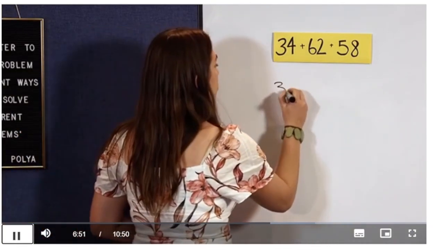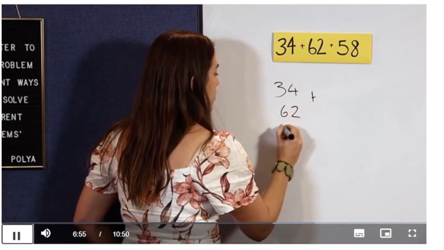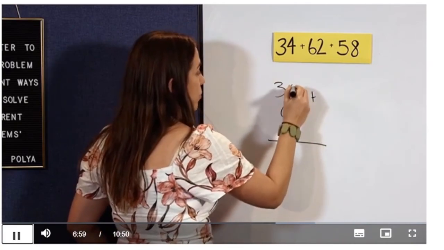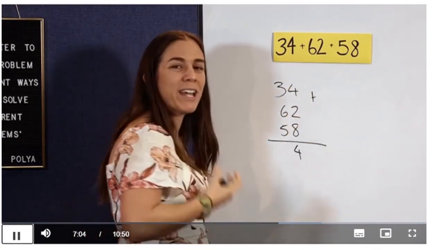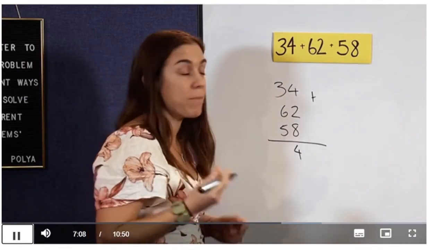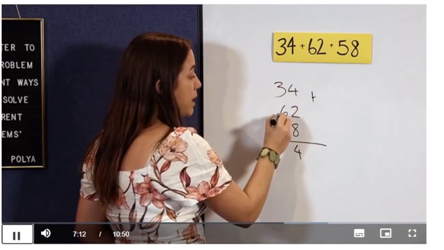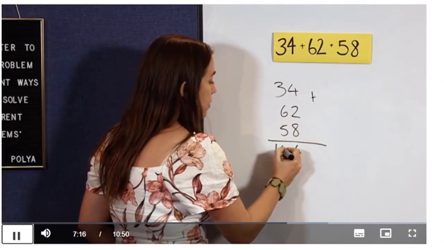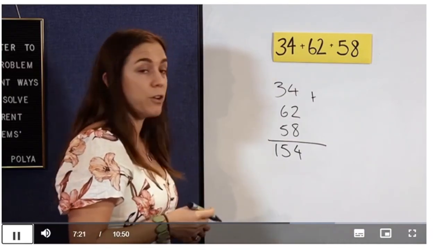So I've got 34 plus 62 plus 58. Then I add the ones. So 4 and 2 is 6 and 8 is 14. Now I don't know why we call it carrying the 1 because I had 14. What I'm carrying is the 10 really. But I've got 1 ten and 3 tens is 4 tens. And then another 6 tens is 10 tens. Plus 5 tens is 15 tens. So I write that down. And the answer that I get after following my recipe is 154.